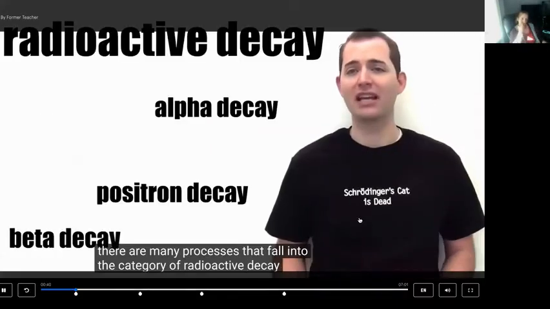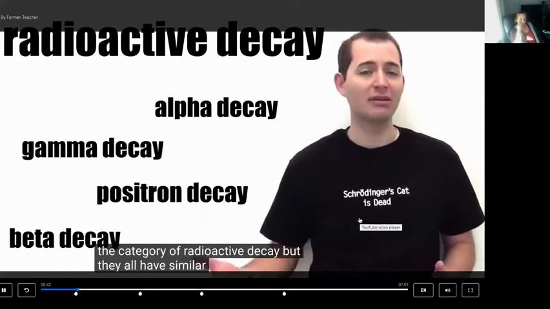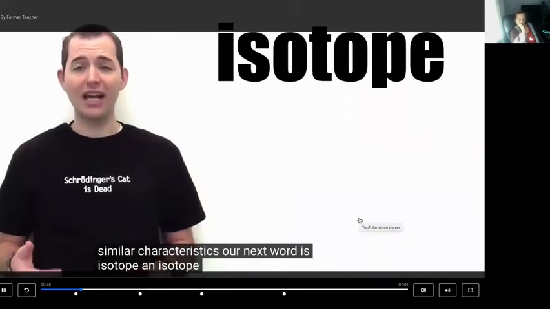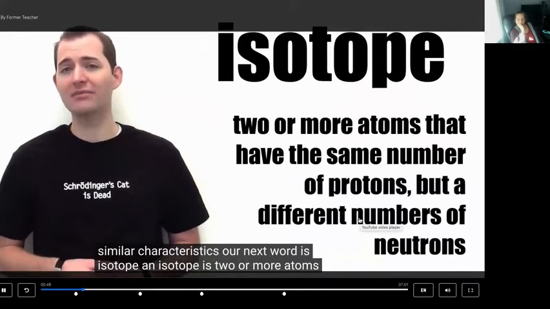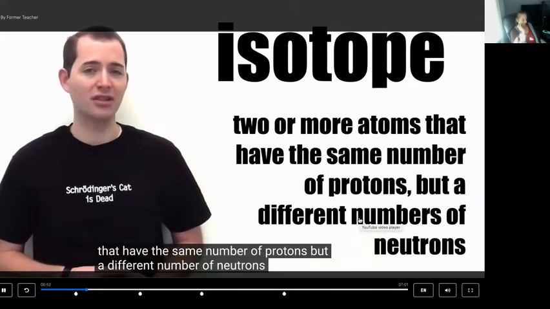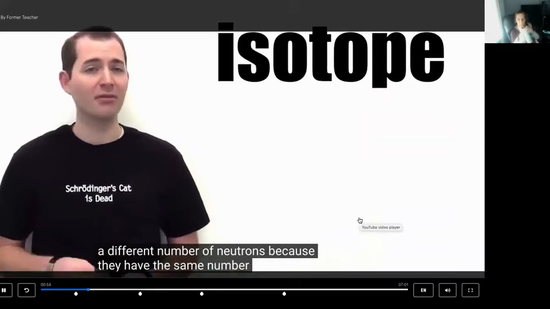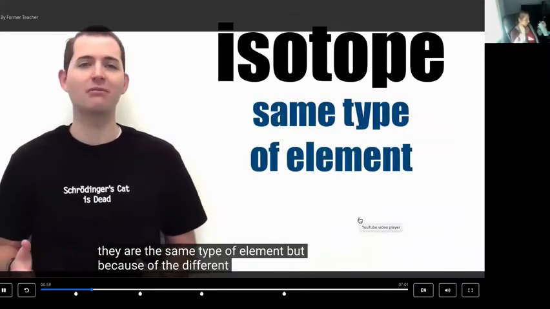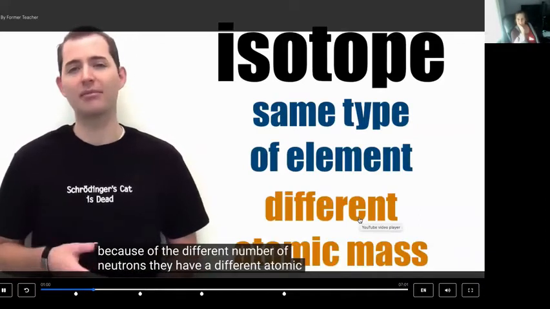Radioactive decay has many types, but they all have similar patterns and similar characteristics. Our next word is isotope. An isotope is two or more atoms that have the same number of protons, but a different number of neutrons. Because they have the same number of protons, they are the same type of element, but because of the different number of neutrons, they have a different atomic mass.